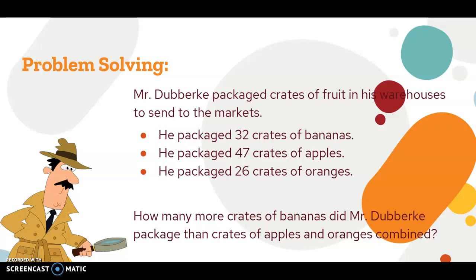So I'm going to read it again. It says, Mr. DeBerkey packaged crates of fruit in his warehouses to send to the markets. He packaged 32 crates of bananas. He packaged 47 crates of apples. He packaged 26 crates of oranges. How many more crates of bananas did Mr. DeBerkey package than crates of apples and oranges combined?